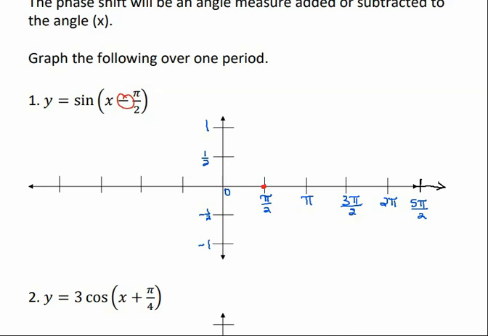We go to the next quarter, and it's going to go up to 1, and then it goes back down to 0, then it goes to -1, and up to 0. So we still have 5 points or 4 sections on our graph. It's just shifted to the right by pi over 2.